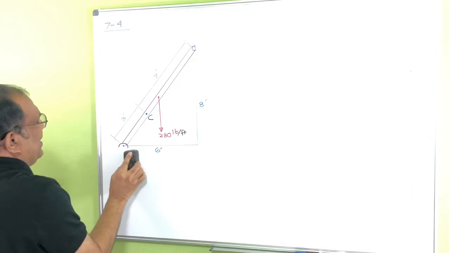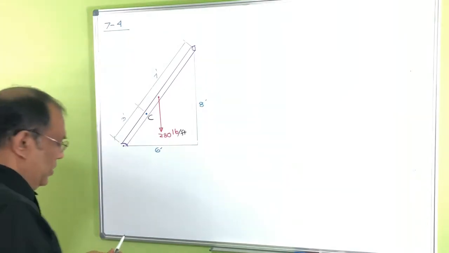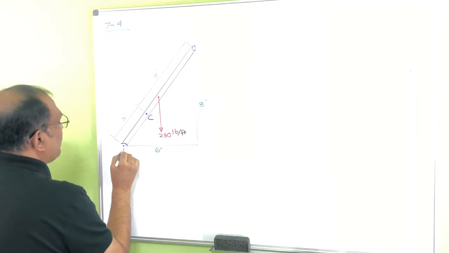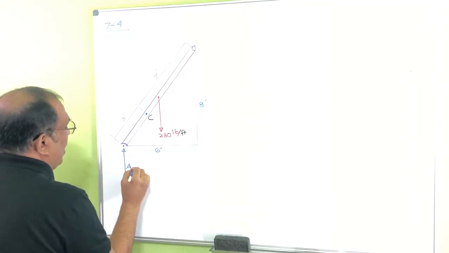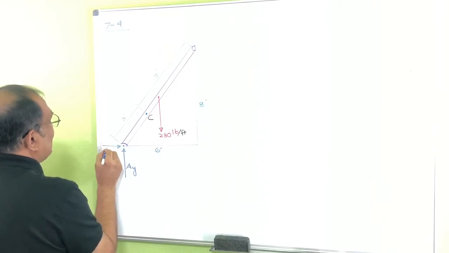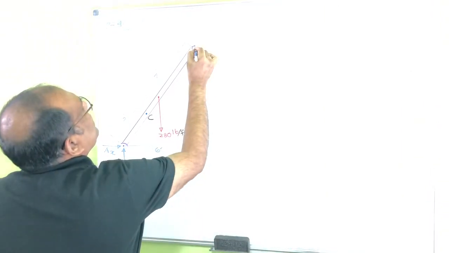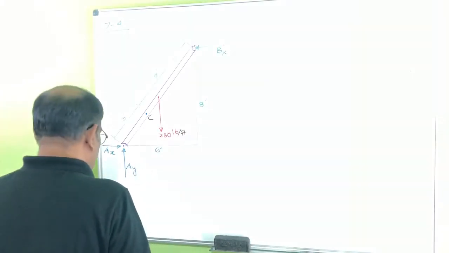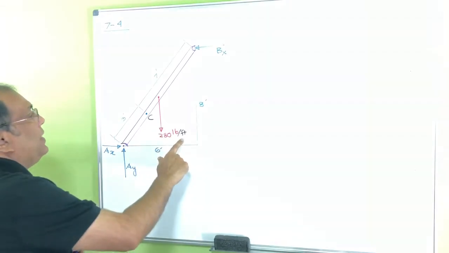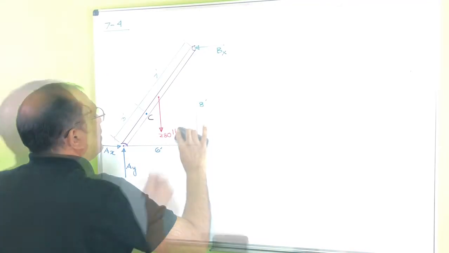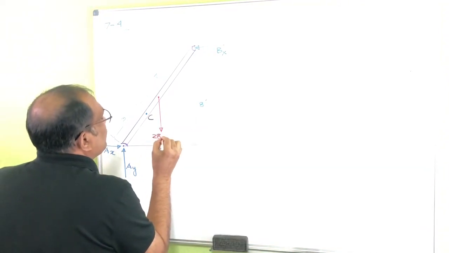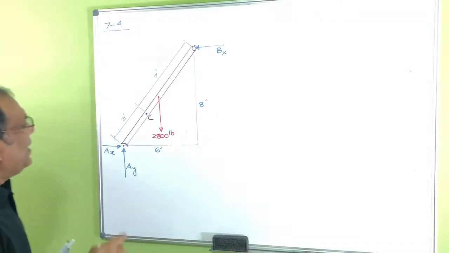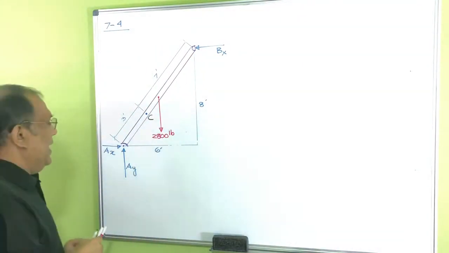So I'll take this reaction off and show it. Let's say this is AY, this is AX, and this is perpendicular here, say BX. The total load, since this is 280 pounds per foot and I have 10 feet, has to be 2800 pounds. Now I can find this reaction and this reaction from A.